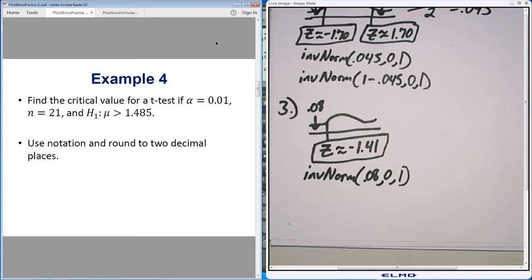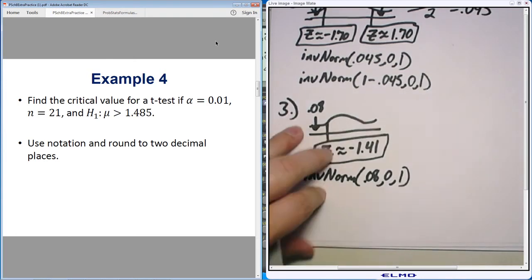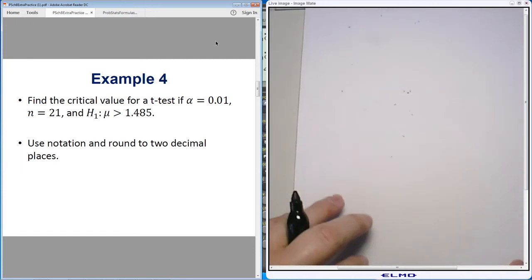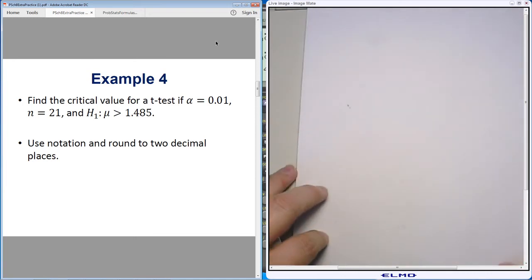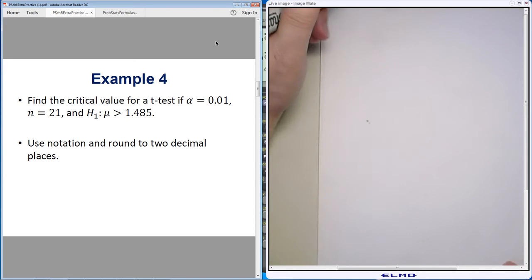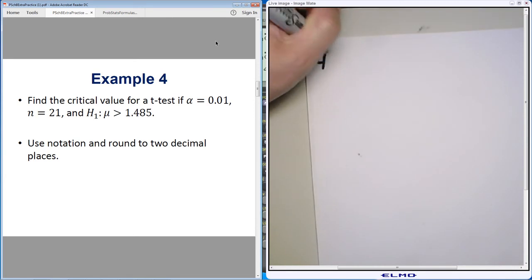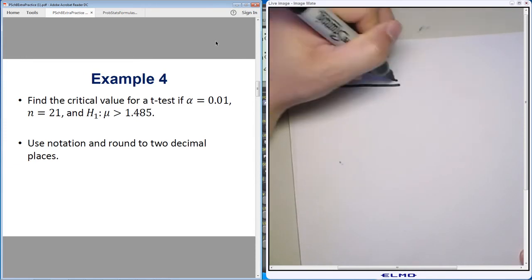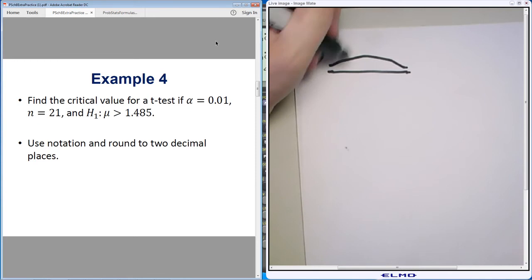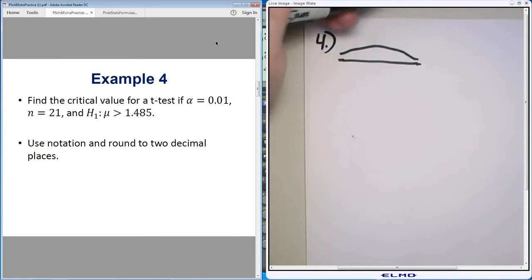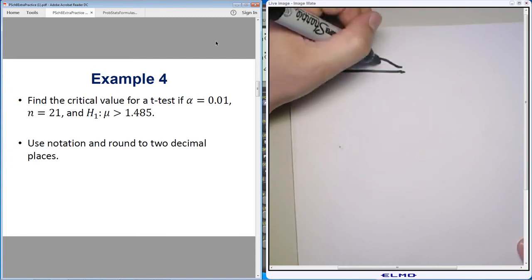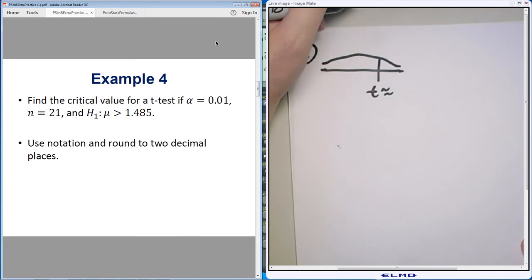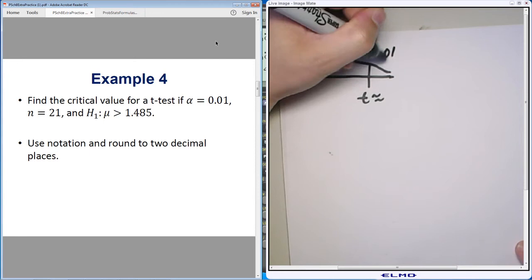All right, now for number 4. Number 4 says find the critical value for a t-test. Oh, so now we're in a t-distribution. If alpha is 0.01, n is 21, and h sub 1 is that mu is greater than 1.485. So number 4, again, I'm in a t-distribution. It's going to be a little flatter. Drawing's not the greatest, but okay. Notice in h sub 1, I've got a greater than, so it's on the right tail. That's the t-score I need. The area in that tail is going to be alpha, 0.01.